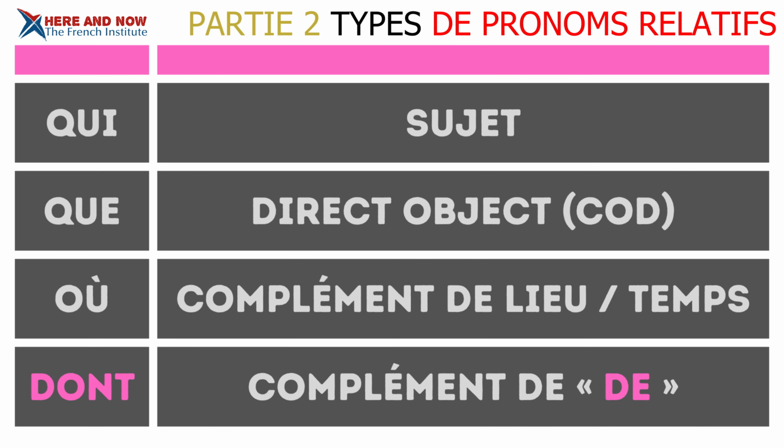And pronom relatif 4 of 4, dont. Here comes the so-called complicated pronom relatif dont. However, it need not be one. I'm going to explain the basics of this pronom relatif and we will have an exclusive episode for this pronom relatif dont. So do not worry about it.